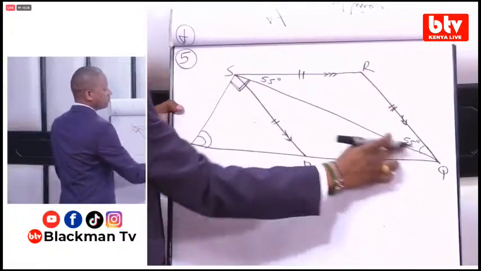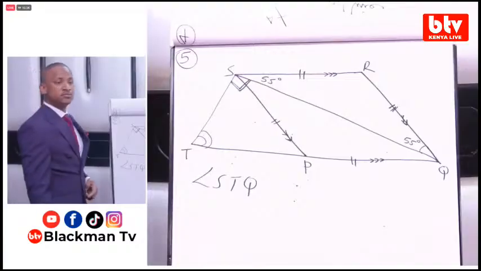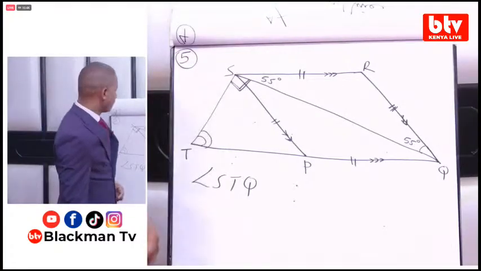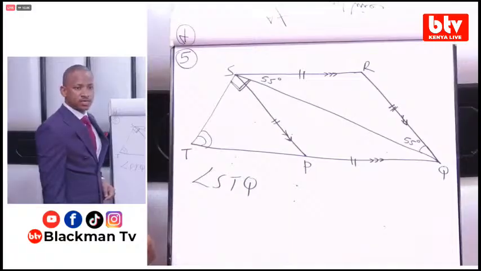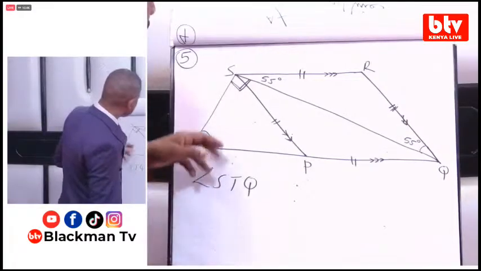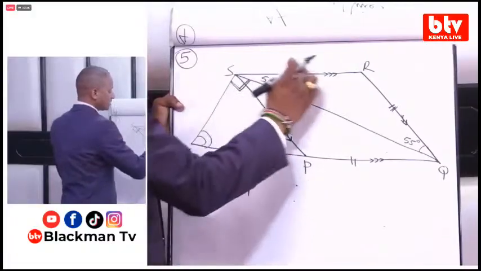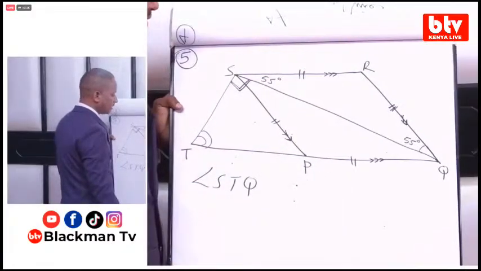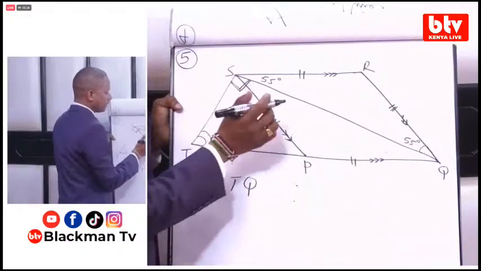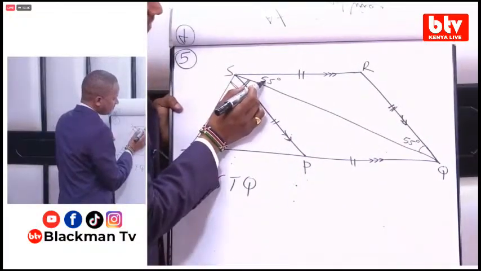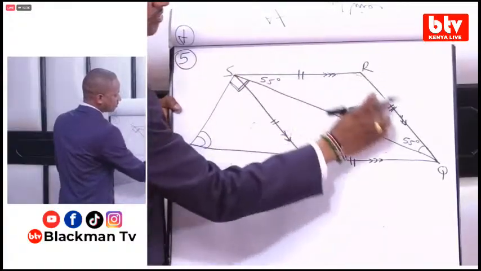A triangle whose two sides are equal is called an isosceles triangle. A triangle whose three sides are equal is called an equilateral triangle. So this is an isosceles triangle. So if this is 55, this is 55, you can easily get this because angles in a triangle add up to 180 degrees.